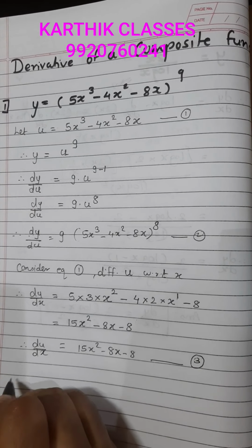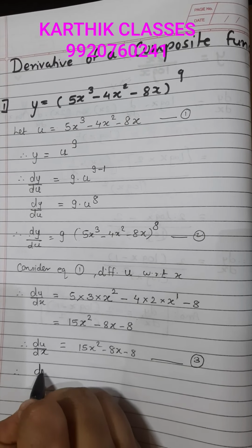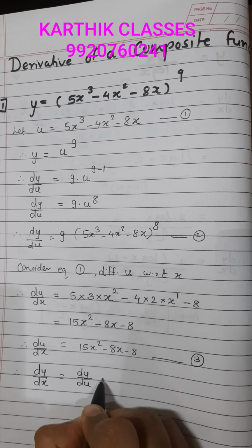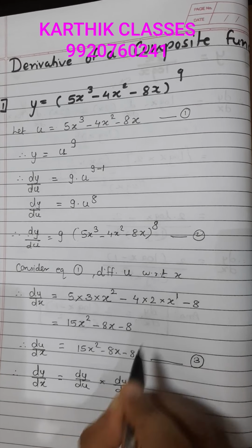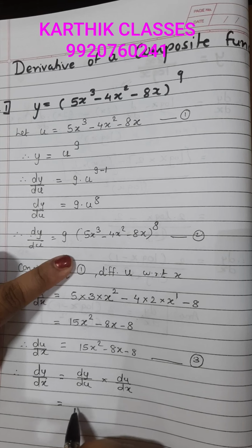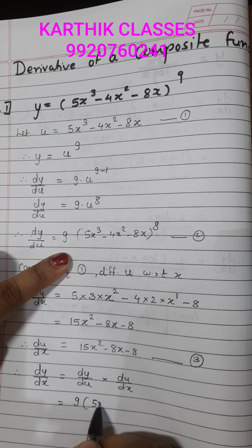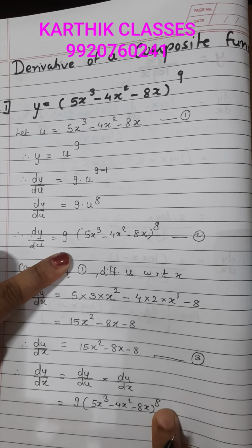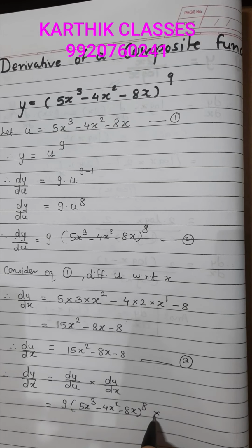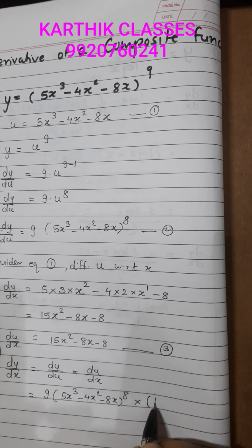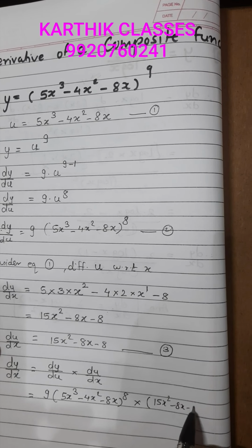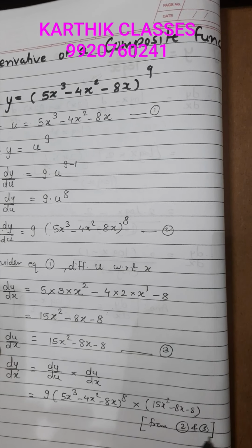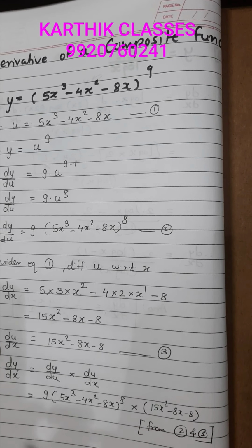Now using the composite function derivative formula, dy by dx is dy by du into du by dx. From 2 and 3 we can simply write this as 9 into (5x cube minus 4x square minus 8x) the whole raised to 8, into du by dx, that is 15x square minus 8x minus 8. So this is going to be our final answer.